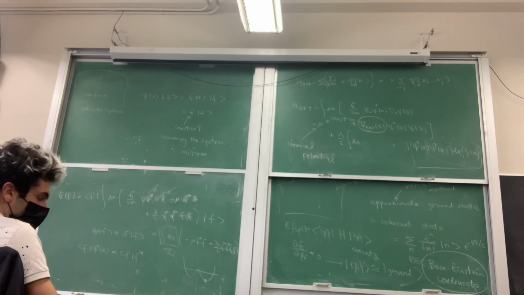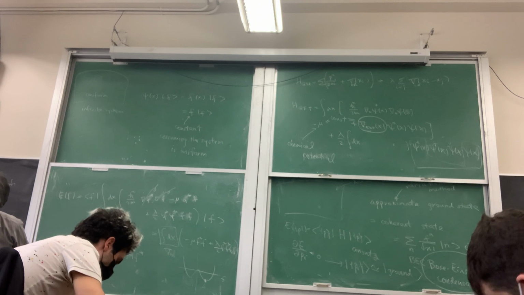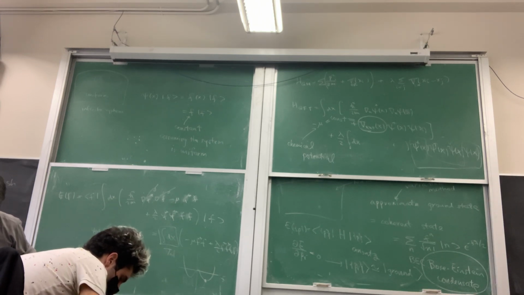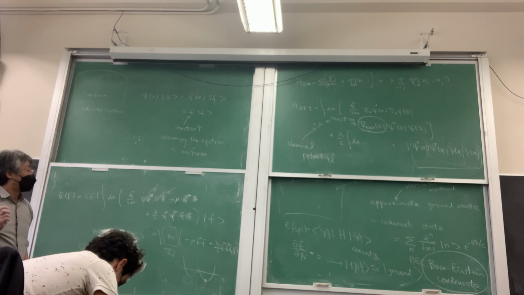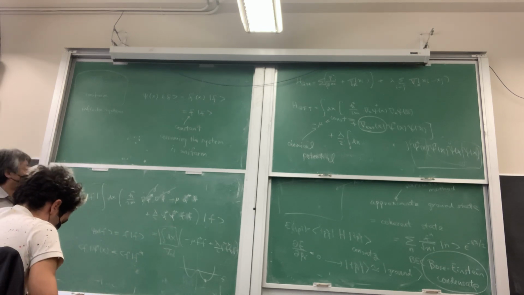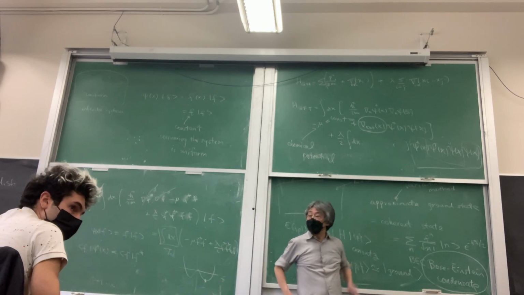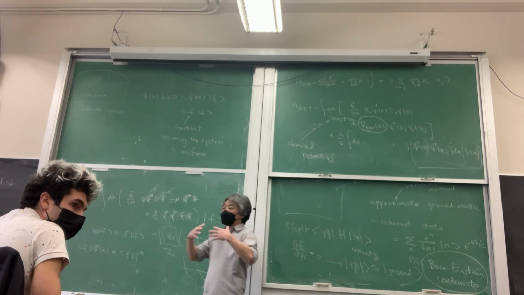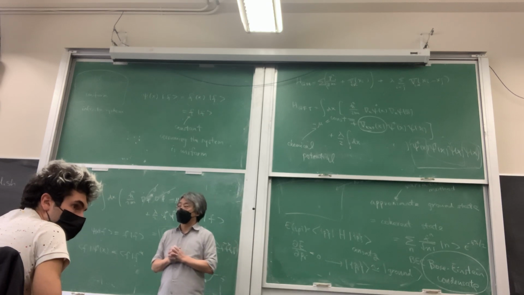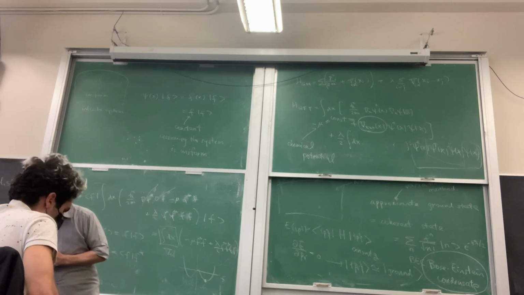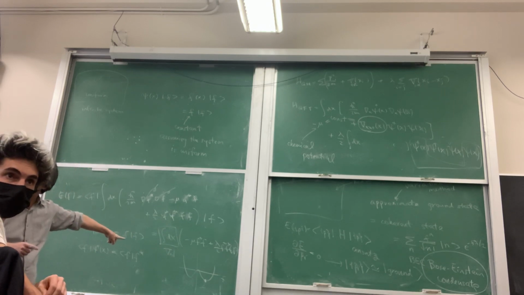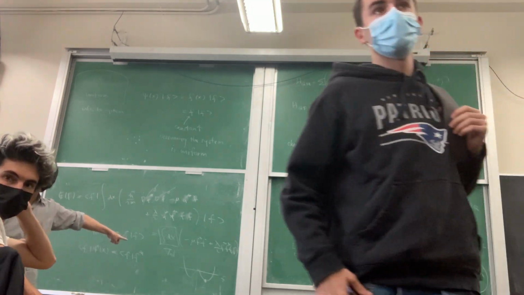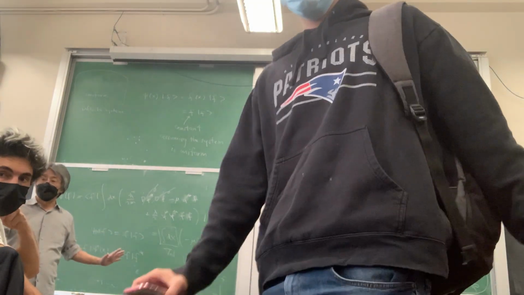So this can be said only within this approximation method. We can't actually write down the exact ground state. Right. So you could try, but you could tell that this is giving you a good approximation.